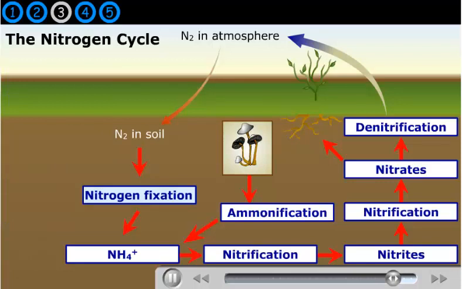Nitrogen gas deposited in the soil is converted to ammonium through nitrogen fixation. Ammonium is also produced through decomposition, a process called ammonification. The ammonium is converted to nitrite and then nitrate through nitrification. Nitrates can be used by plants. Nitrates can also be converted to nitrogen gas through denitrification.